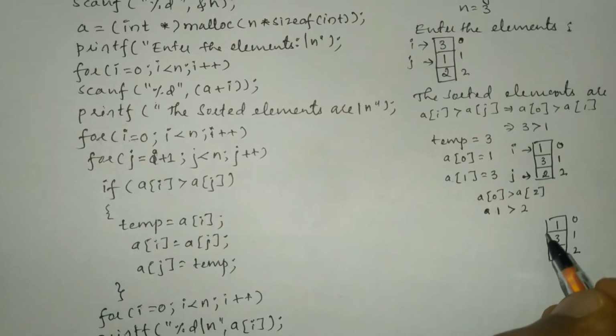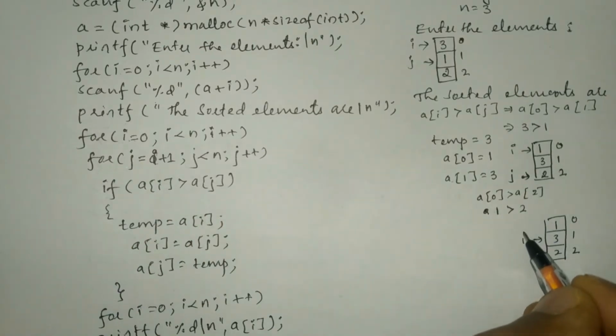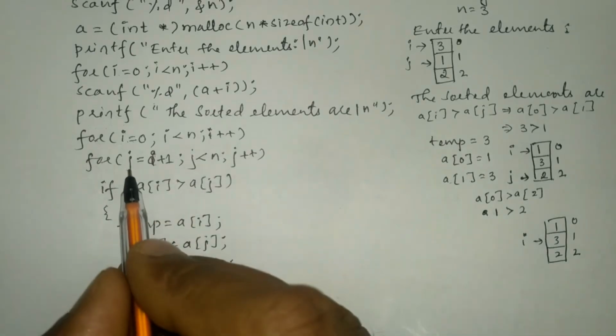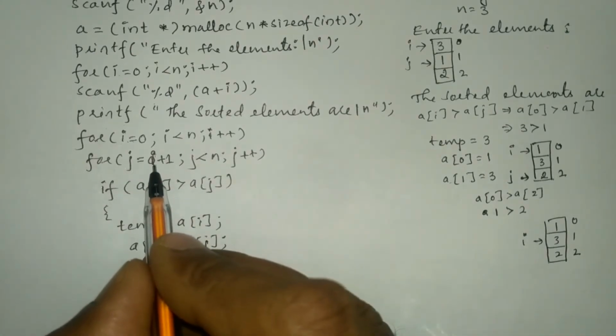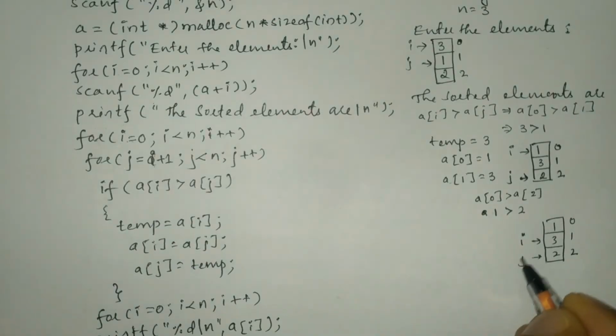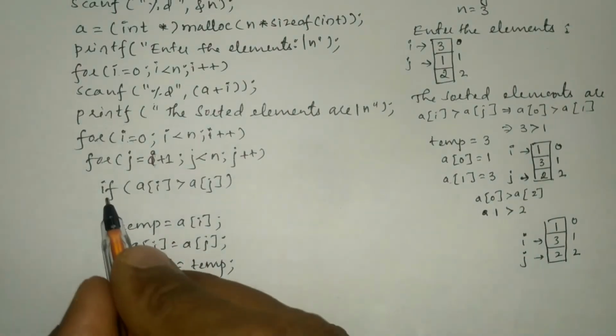Next, i is pointing to index number 1. If it is pointing to index number 1, then j will become i plus 1, that is 1 plus 1, which is 2. Now j is pointing to 2. Next we'll check the condition.